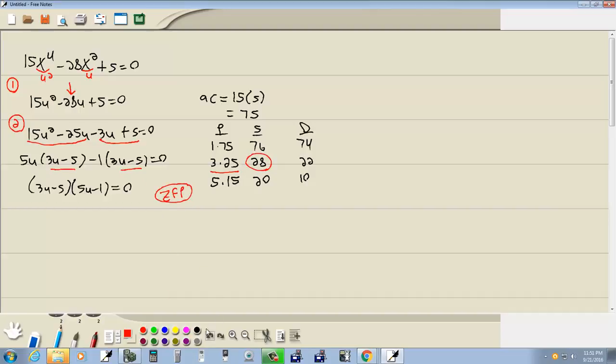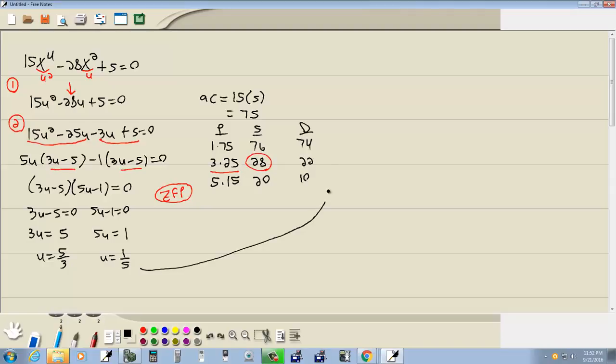Now zero factor property. You get 0 on one side, you factor the other side, you set each factor equal to 0. So I'll set 3u minus 5 equal to 0 and 5u minus 1 equal to 0. And solve them. Here I take negative 5 over, becomes a positive 5, divide both sides by 3, and you get u is equal to 5/3. Here I'll take negative 1 over, becomes a positive 1, divide both sides by 5, and we get u is equal to 1/5.